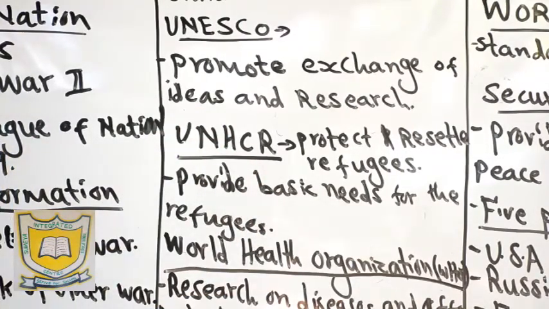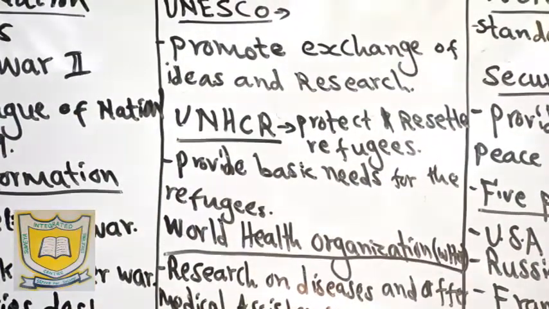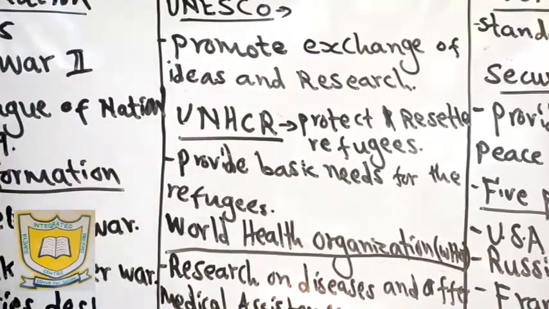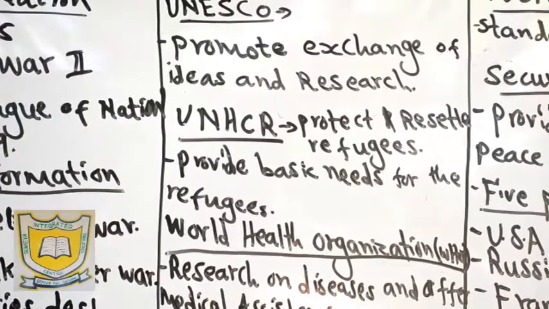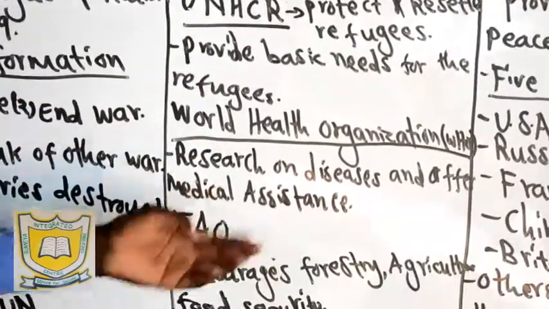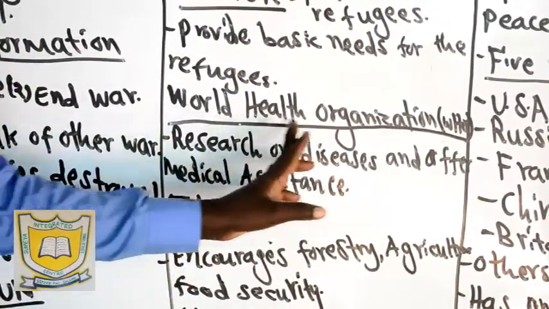camps and so on. You can talk about the Kakuma camp in Kenya, and then we have also the Dadaab camp in Kenya, where we have very many refugees from other countries like Somalia, Ethiopia, and other countries across the region. So then we have what you call the World Health Organization.